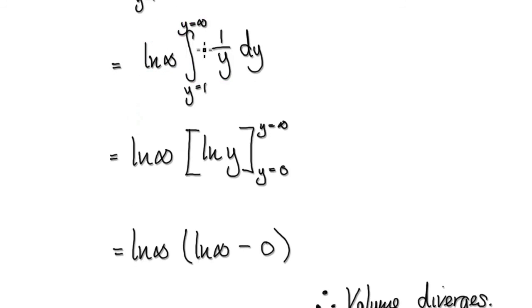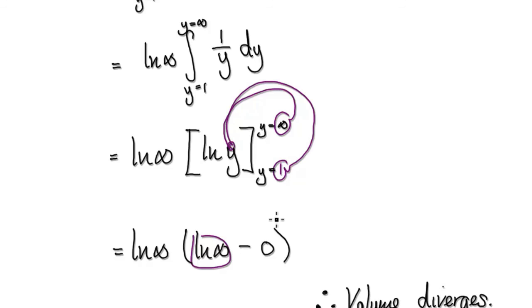Integrate this. It will give you natural log of y. Now put infinity into here. That will then give you this, and then put, hang on, I made a mistake. Put 1. Hang on, and then put 1 into here. That would be natural log of 1. Natural log of 1 is 0, so it will then give you this.